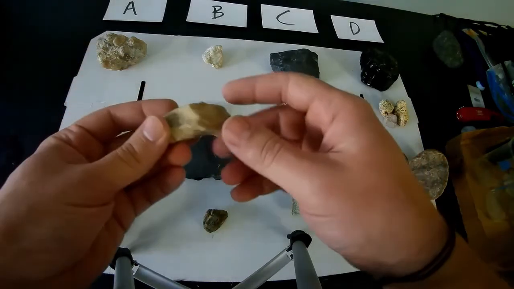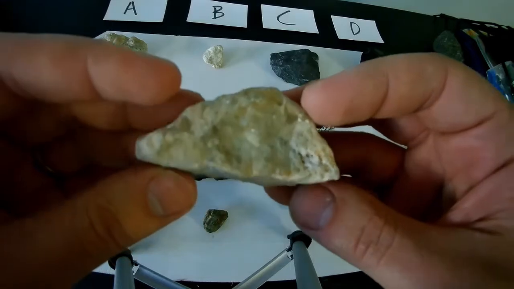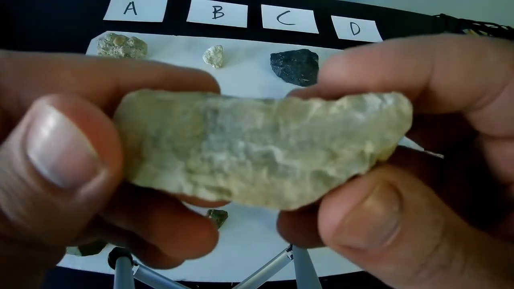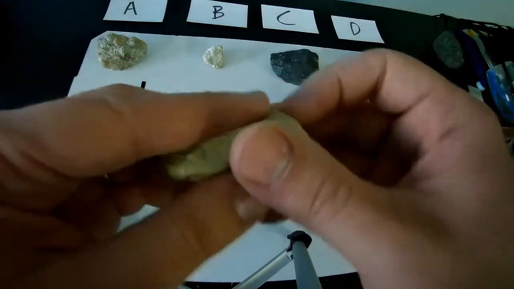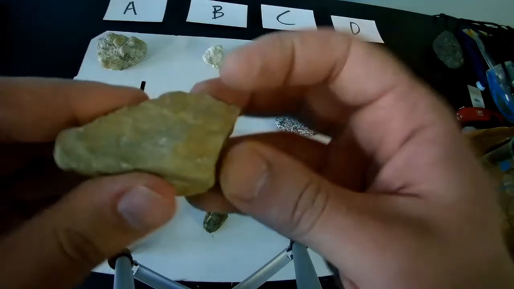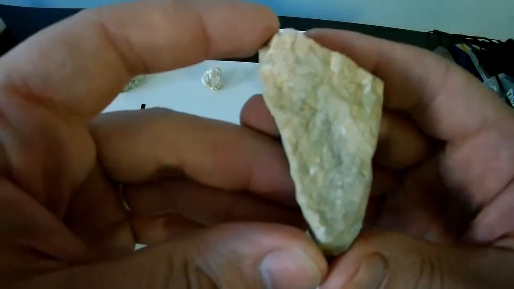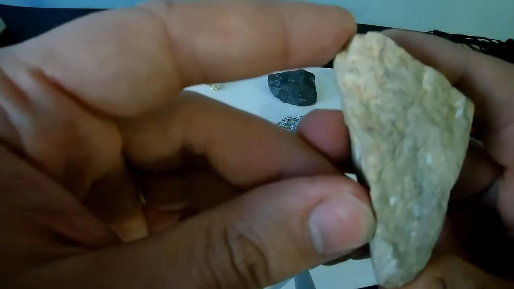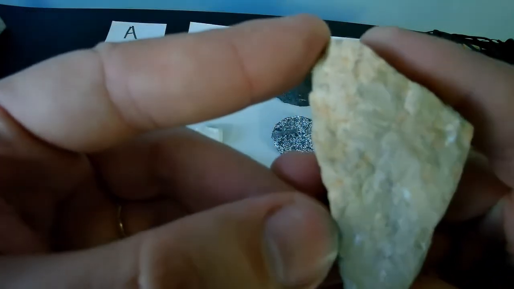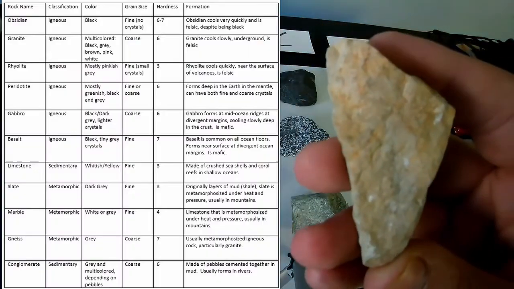Here's rock number 2. This is a whitish, brownish rock, very pale in color, pretty uniform in terms of texture, and it's actually very powdery when you scratch it. All right, so what rock do we think this is? It's also very soft, so the hardness is going to be very low, probably a 3 or 4. So what do you think?